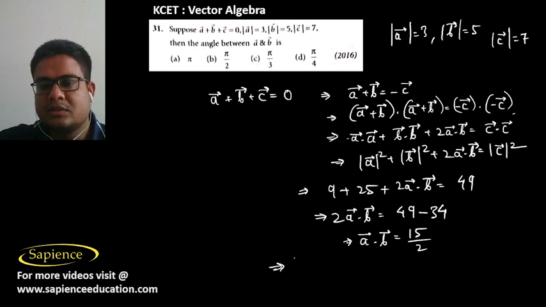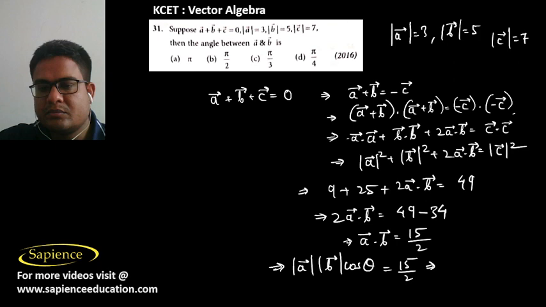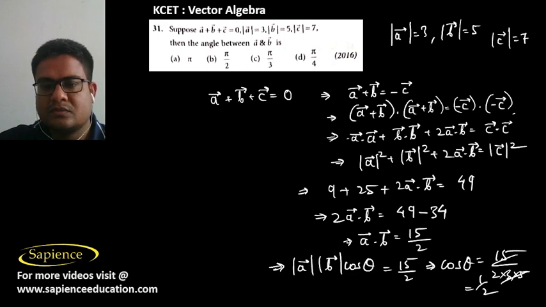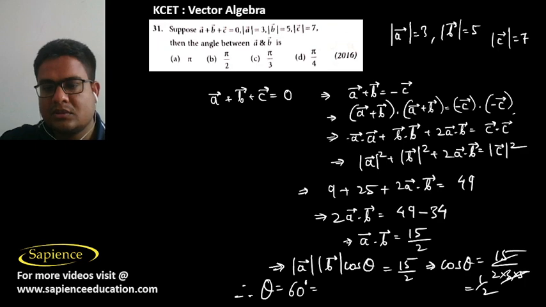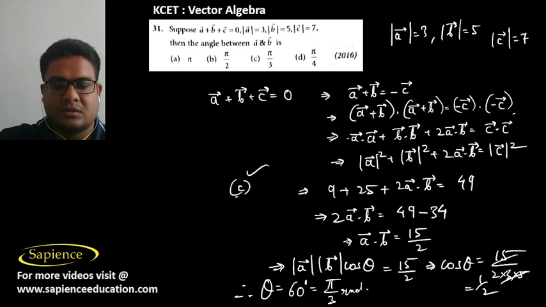Now a dot b is magnitude of a into magnitude of b into cos theta, where theta is the angle between a and b, and that is equal to 15 by 2. So cos theta is equal to 15 by 2 into magnitude of a, that is 3, and magnitude of b, that is 5; 3 times 5 is 15. Cos theta is half. Therefore the angle theta is 60 degrees. Cos 60 is half, and 60 degrees means pi by 3 radians. Option C is the correct answer.